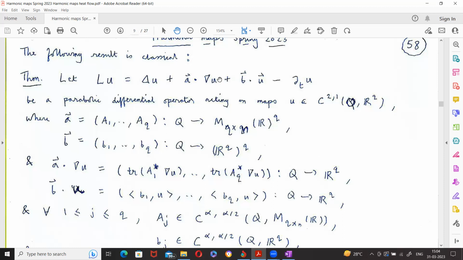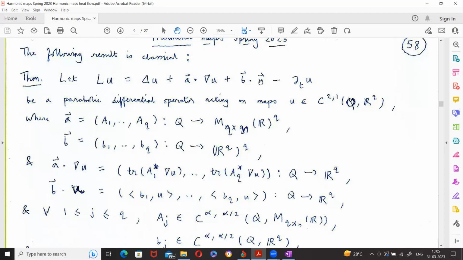So take such an operator. What does it act on? It acts on maps u, which are from Q into RQ. All right. So these are C2-1 maps. Okay. So u is a vector valued function. So this Lu is a vector. This Laplacian u is a vector in RQ. This del t u, del u del t, this is a vector. So this A dot grad u is actually a vector. It's not a scalar. And this B dot u is also a vector.